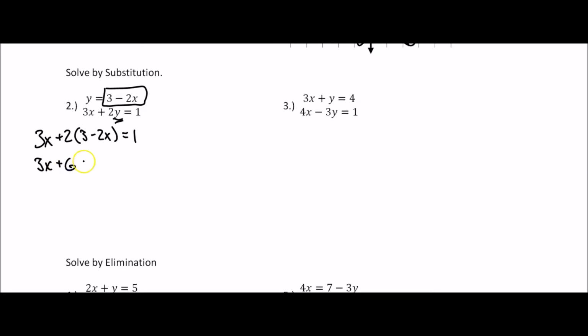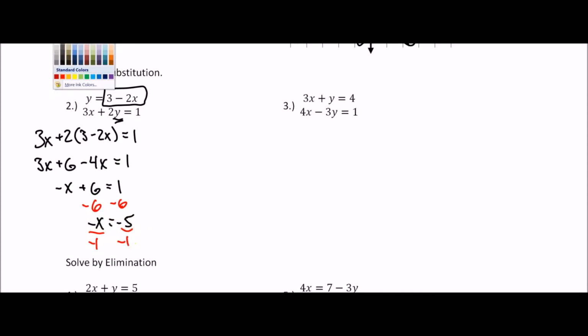So here I distribute that 2. I combine some like terms. And I solve. I'm going to subtract that 6 from each side. And then divide by the -1. So I find out that x equals 5.